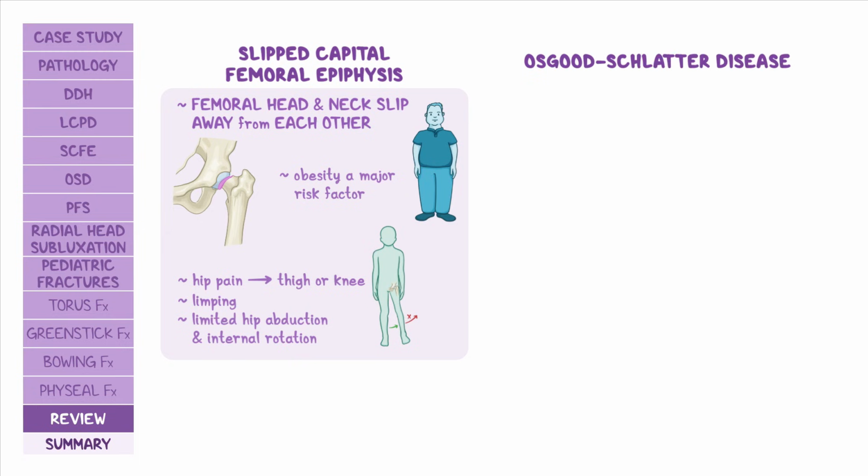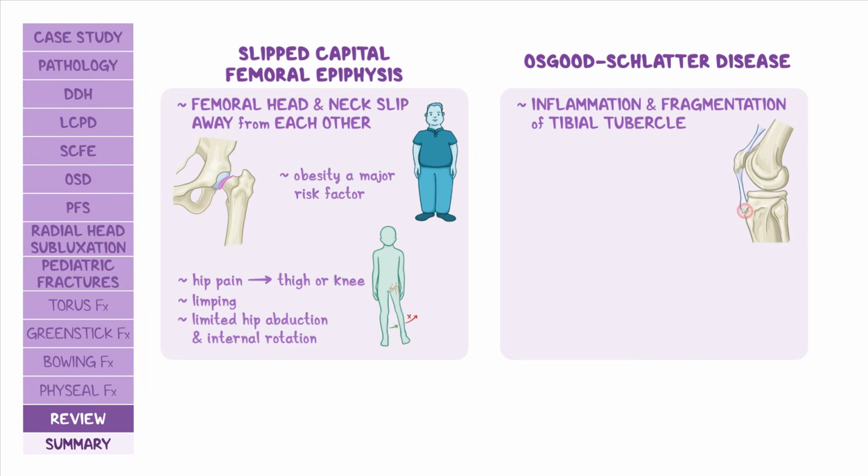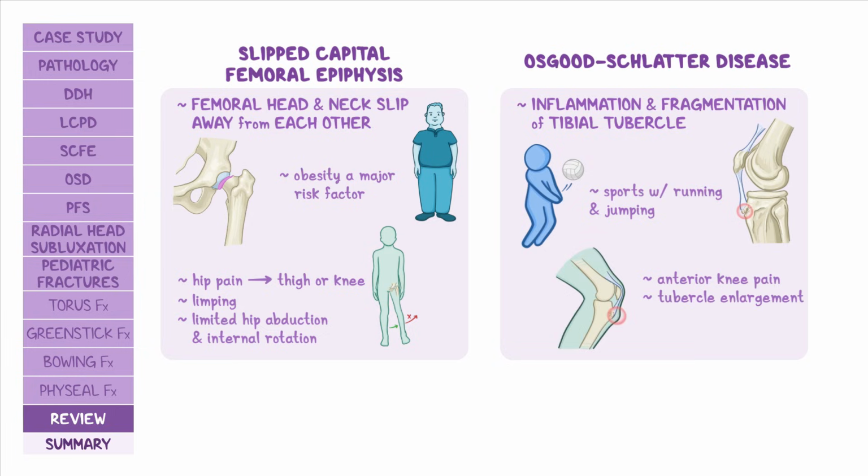Osgood-Schlatter disease, or traction epiphysitis, refers to inflammation and fragmentation of the tibial tubercle, which often occurs with sports that include running and jumping and causes anterior knee pain and tubercle enlargement.